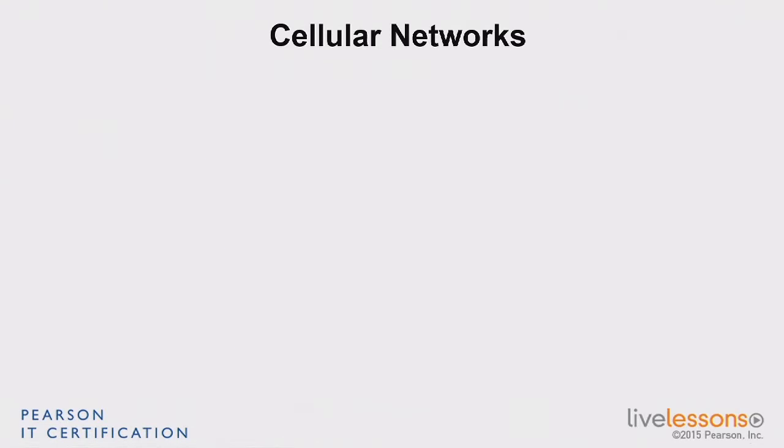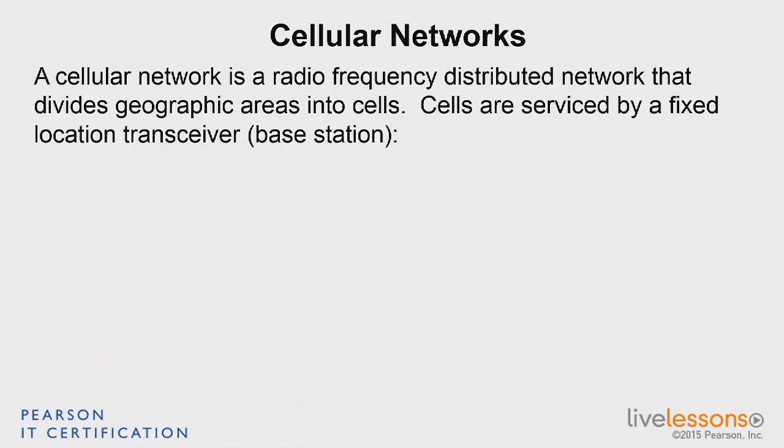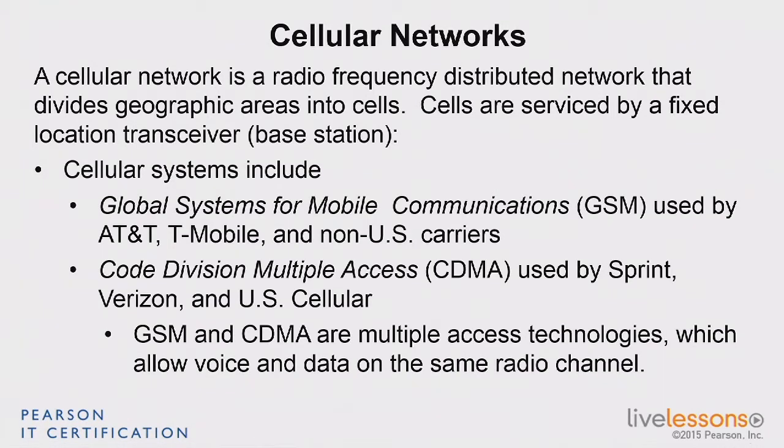Cellular networks are yet another form of wireless networks. A cellular network is a radio frequency distributed network that divides geographic areas into cells. Our cells are serviced by a fixed location transceiver known as a base station. Cellular systems include Global Systems for Mobile Communications, GSM, which is used by AT&T, T-Mobile, and non-US carriers, and Code Division Multiple Access, CDMA, which is used by Sprint, Verizon, and US Cellular. GSM and CDMA are multiple access technologies which allow for voice and data to be on the same radio channel.